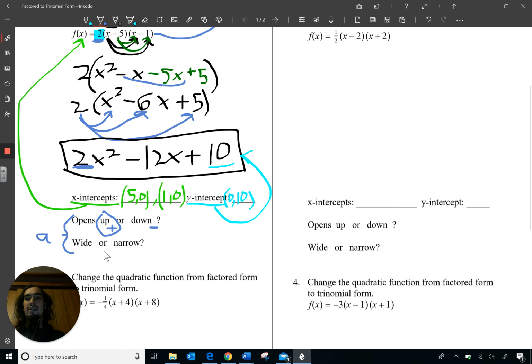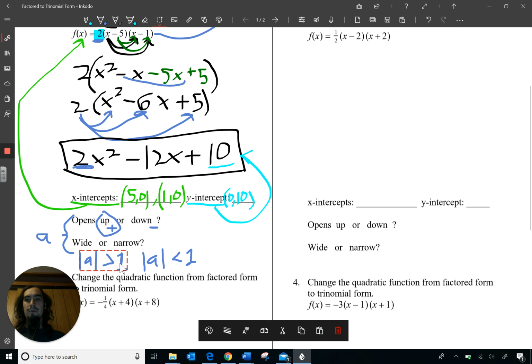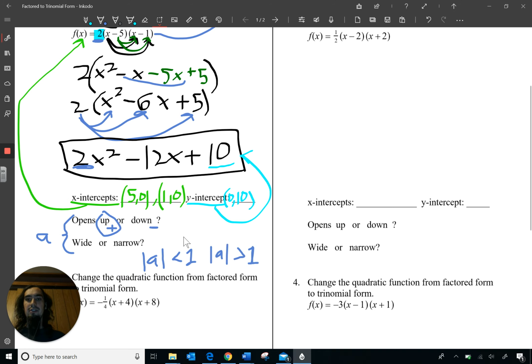Okay. Now what about wide or narrow? Here we're going to look at the absolute value of a, and the absolute value of a just means that we're not going to consider the negative. It's the positive only. So we're going to think, is the absolute value of a greater than 1, or is the absolute value of a less than 1? And let me make these ones look more like 1. Okay. If it's greater than 1, you know what, I should have switched over on this. Let me just go ahead and swap this around. This actually is 1.